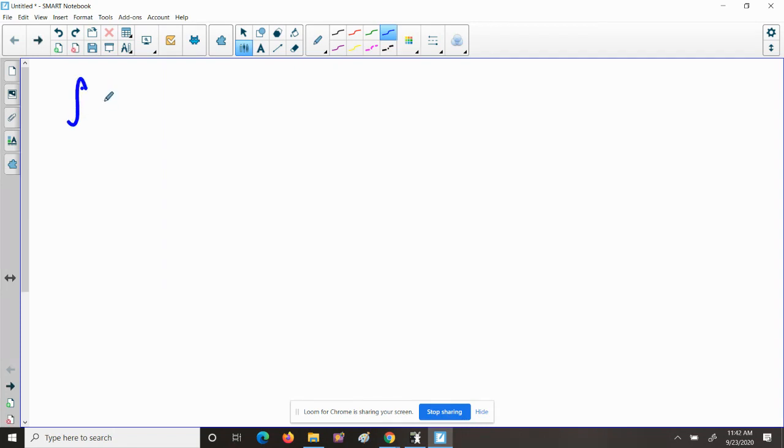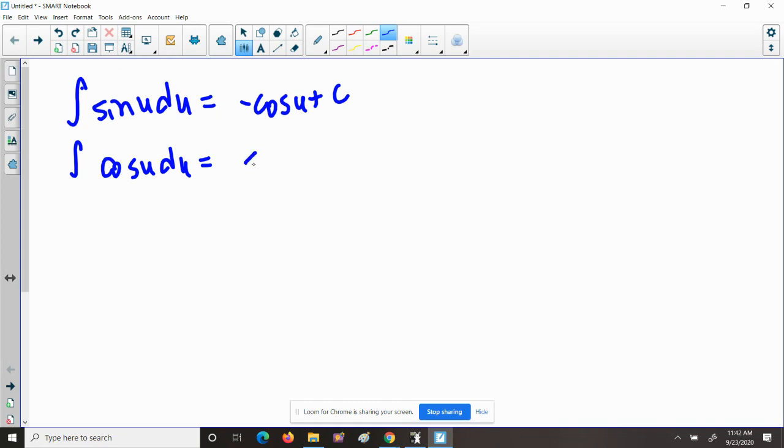We already know a basic integral for sine of u du. We know that's negative cosine of u plus c, right? We know the basic integral for cosine of u du is sine of u plus c. Now, what we don't know yet, and that we're going to find out today, are the integral rules for a basic tangent of u, secant of u, cosecant of u, cotangent of u. We know some other variations of those based on some derivatives that we have, but we don't know the actual integral formulas.